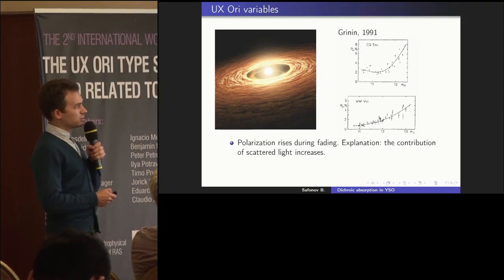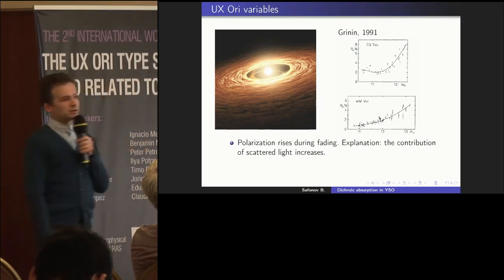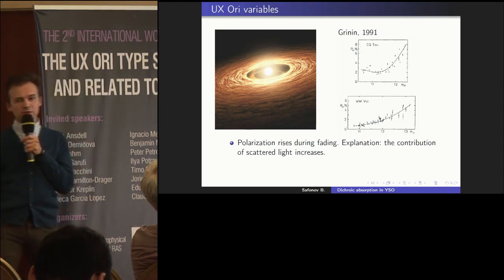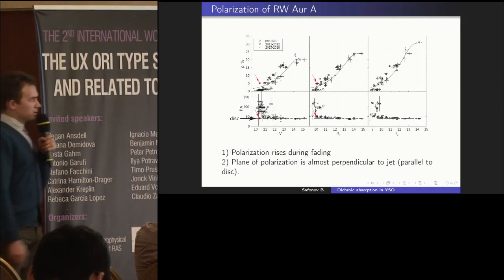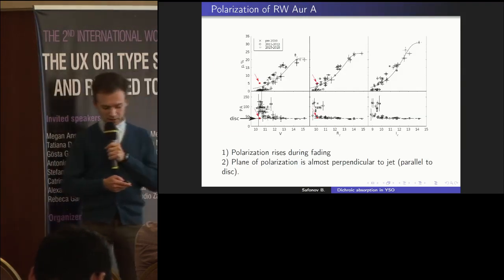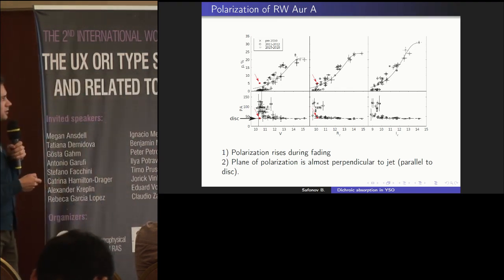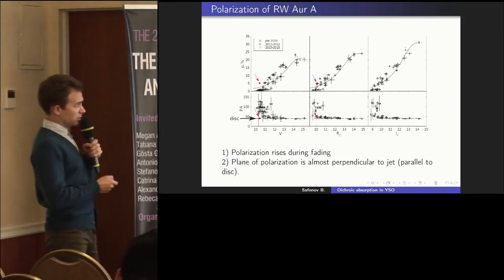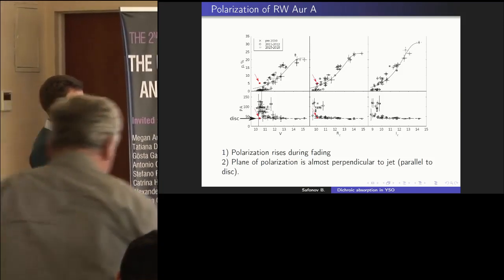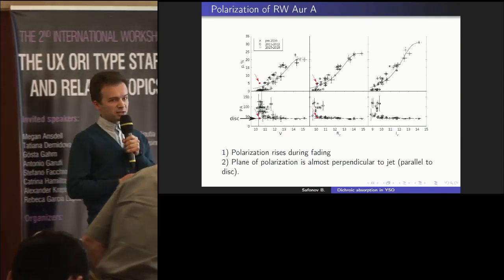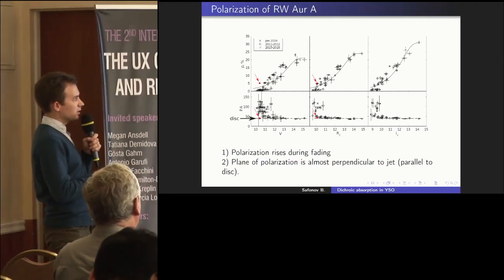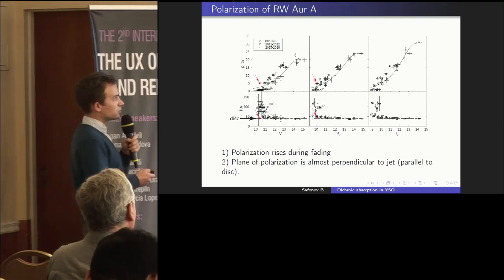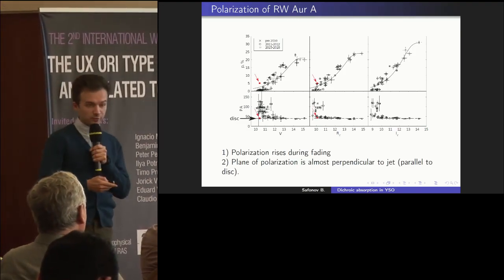This model explains well the majority of data, but as always, there are some interesting exceptions, and I would like to discuss two of them, RW Auriga A and RY Tauri. In the case of RW Auriga A, we see that indeed polarization rises during fading and reaches high values, but I would like to draw your attention to the beginning of this curve, which is already very puzzling, because we have really low circumstellar extinction here, around 0.7 magnitudes, and already we have very high polarization of 5%.